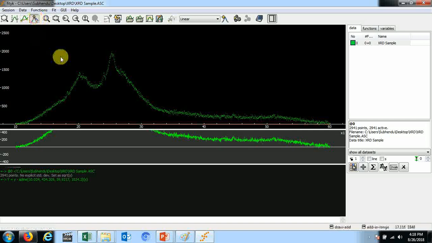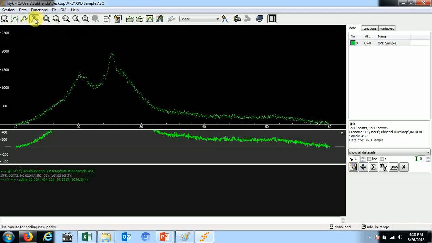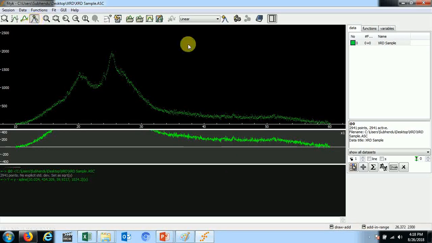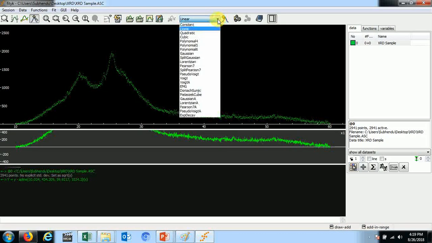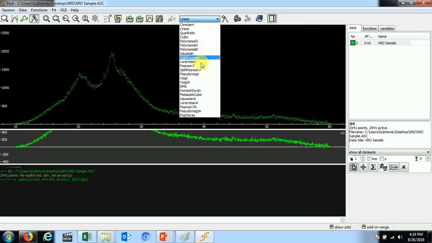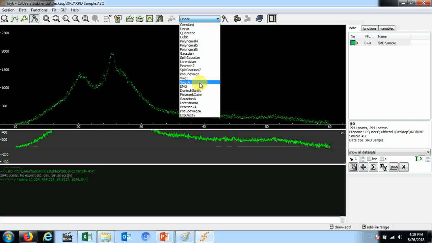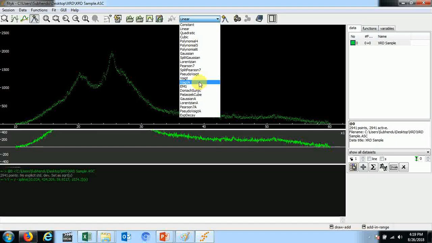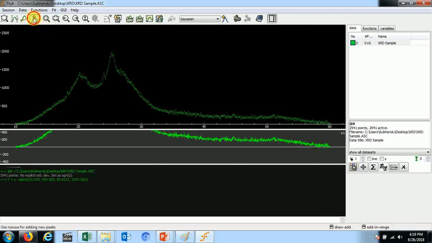Next, I have to insert the peaks. Before the peaks are inserted, we have to say which method we shall use for peak fitting, whether it is Gaussian mode, polynomial, cubic, Lorentzian or any other mode. So for our use, I shall use Gaussian mode today.